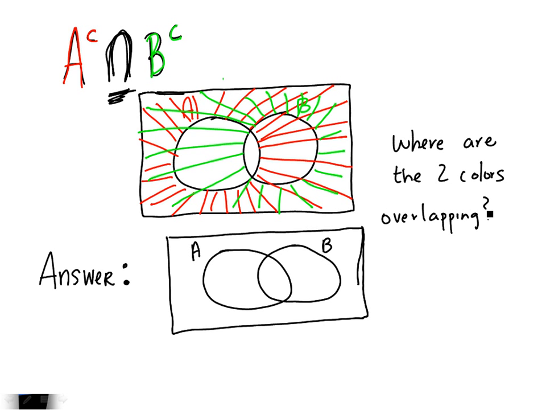So you look back at it and say, where is it red and green at the same time? Obviously, it's not in these circles, because this part is green, this part is red, but they're not overlapping inside the circle. So the answer is everything outside the circles.